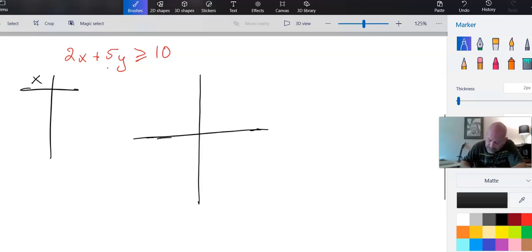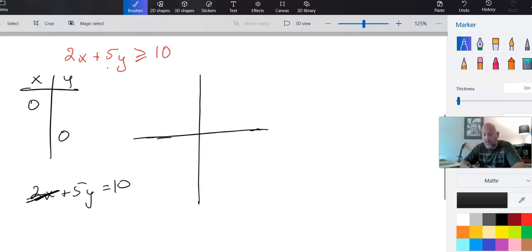We just need some points. So I'll make x 0 for one set, and I'll make y 0 for the other set. If I make x 0, I'm just kind of ignoring the x, aren't I? That goes away. That's a 10, and then all I have is 5y equals 10. So if I want to find the y-intercept, I divide by the coefficient of y. So I get y as 2. So there's my first point.